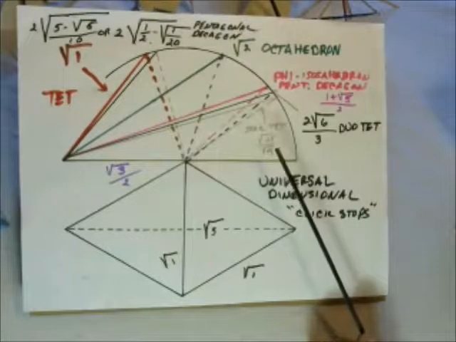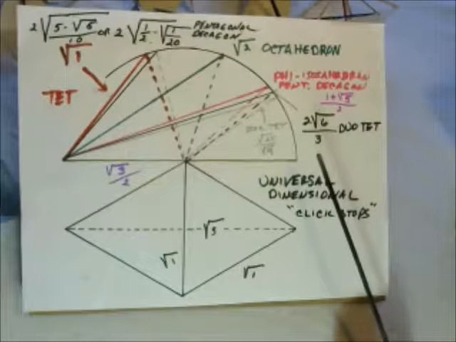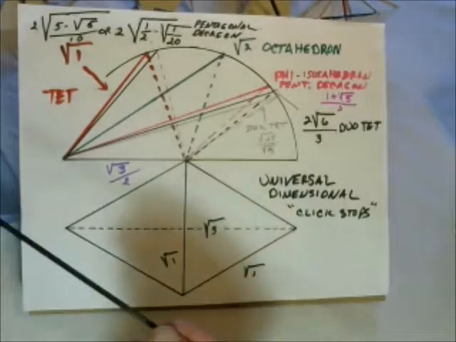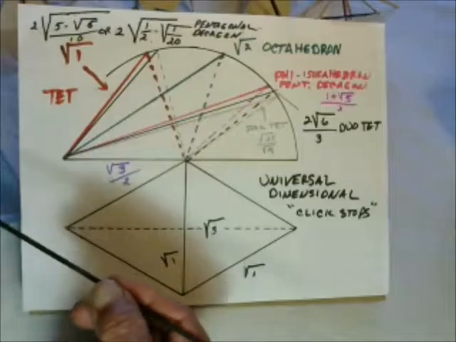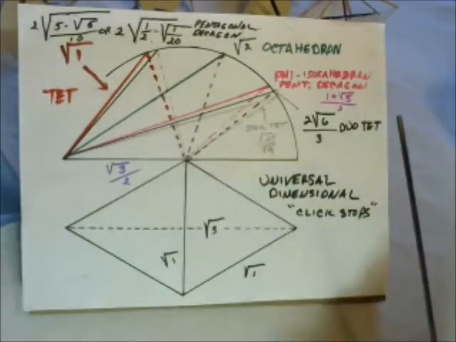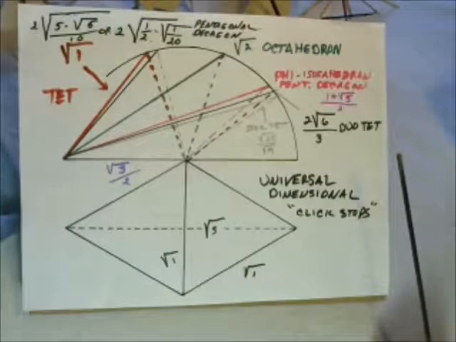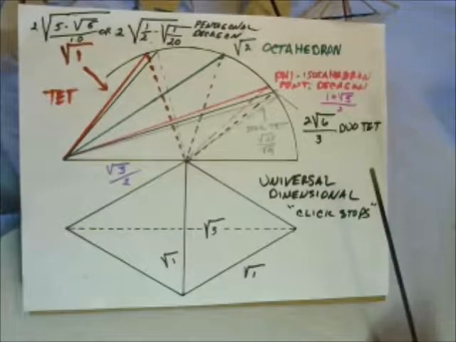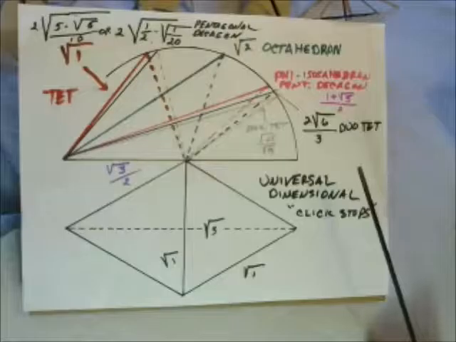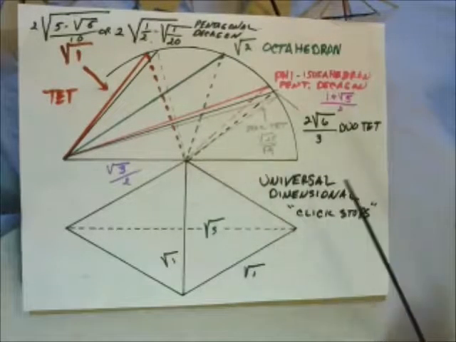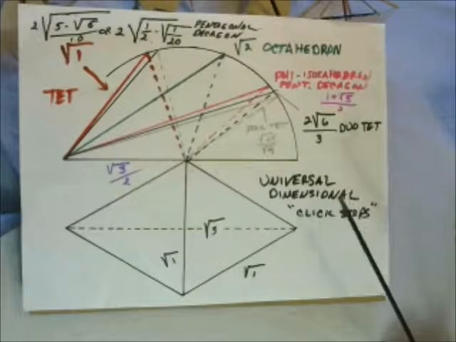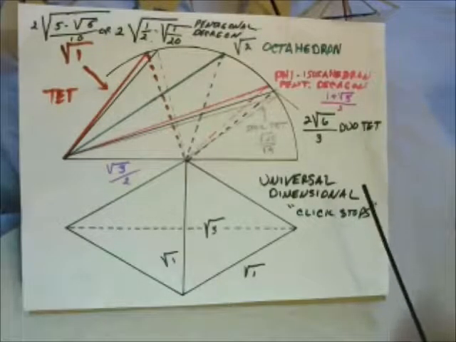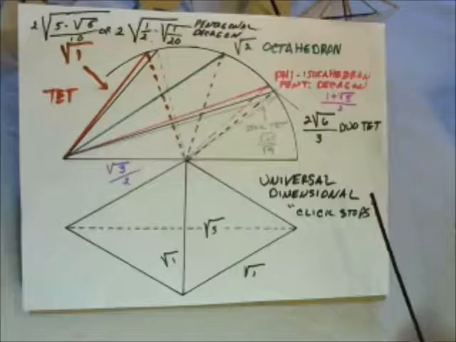Okay, so really we come down to this: 1, 2, 3, 4, 5, 6 dimensions that determine everything that we've discussed so far in pure conceptuality. And I call this, presenting it this way, the universal dimensional click stops. Okay, now here's how you visualize it.